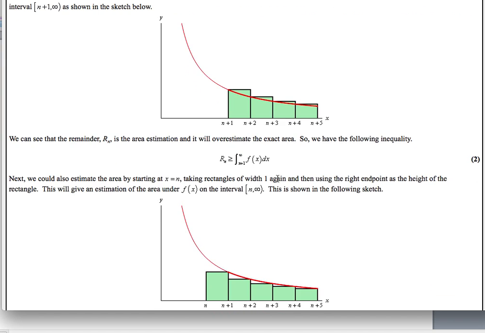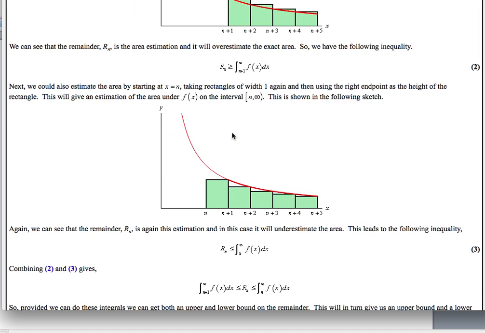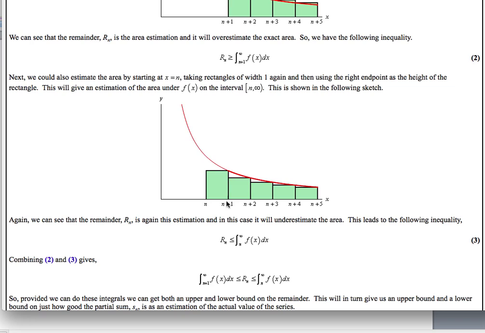So now let's go back and look at, instead of n plus 1, starting at n. If you look at starting at n, you can see something else. It says again, we can see the remainder r sub n is, again, this.